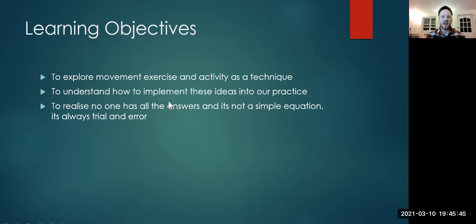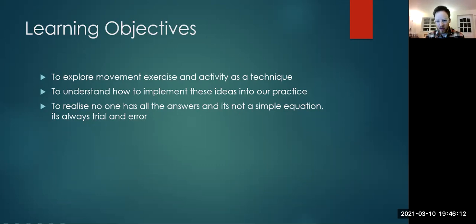Then of course we're going to try and understand those terms and then implement them, and give you some ideas on how to actually put them into practice, because it's a lot of theory. It's great to know the theory and the background, but how do we actually use these things in our practices?